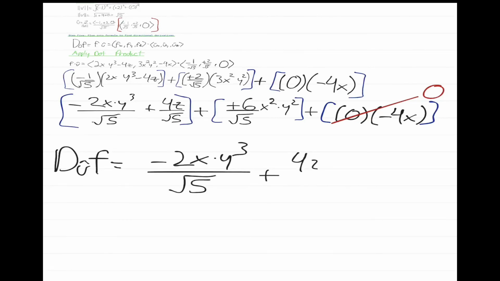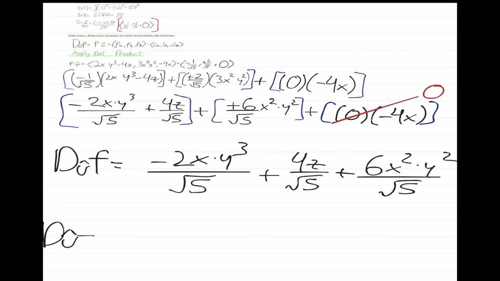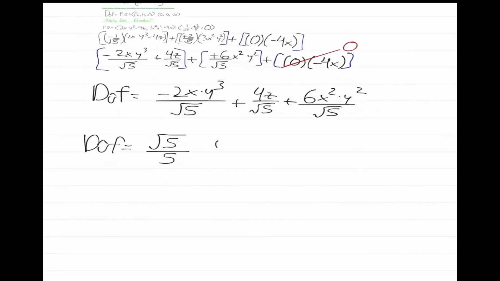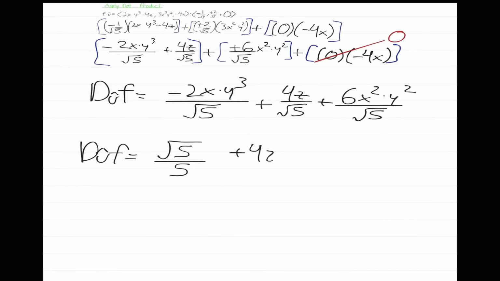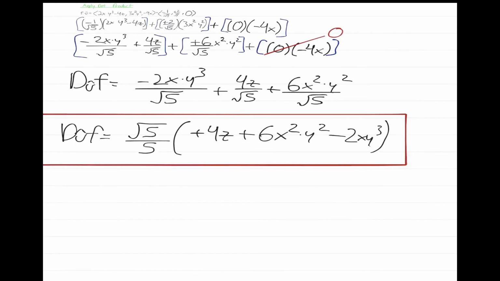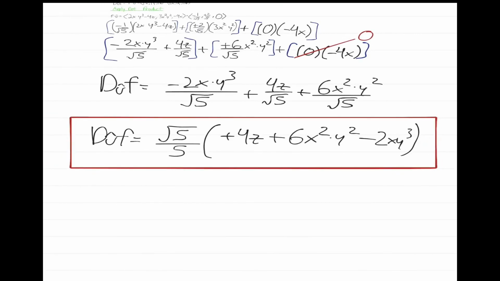So we simplify this a step further. 4z over 6x, y squared over the square root of 5. And now for one last step, we can factor out 1 over the square root of 5. We can radicalize this and write it as the square root of 5 over 5, and we simplify it by just leaving the terms in the numerator. And our directional derivative comes out to this. So that's how we do directional derivatives.